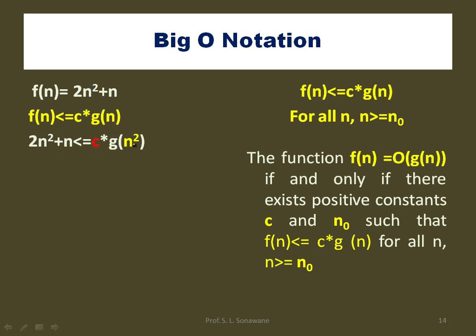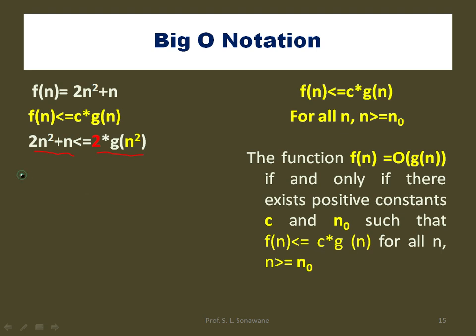Now once we find out the term of order, after that we have to find out the value for c. To find out the value for c, first we will put the value for c as 2, and we will check this condition. Now our equation is 2n square plus n less than or equal to 2 into g of n square. Now instead of writing g of n square, we write it as 2 into n square.